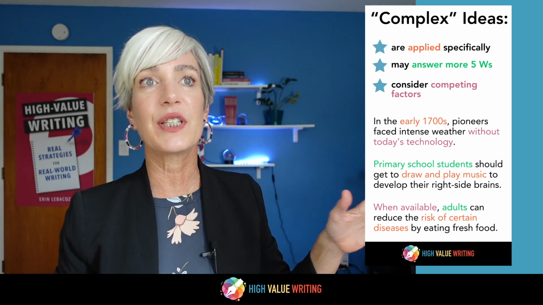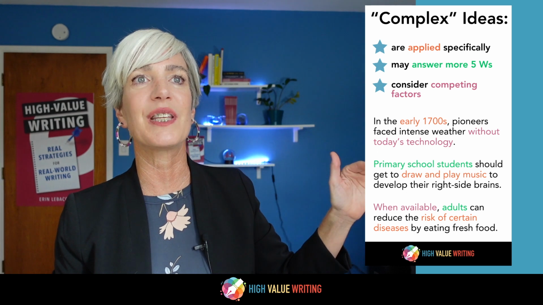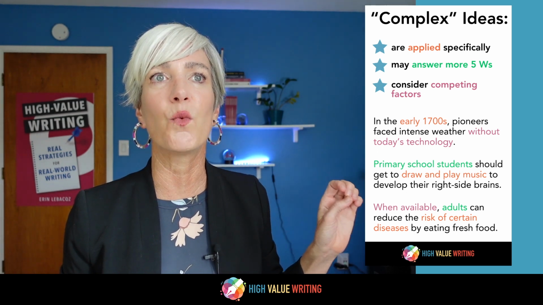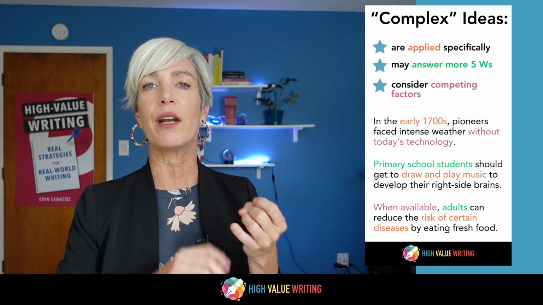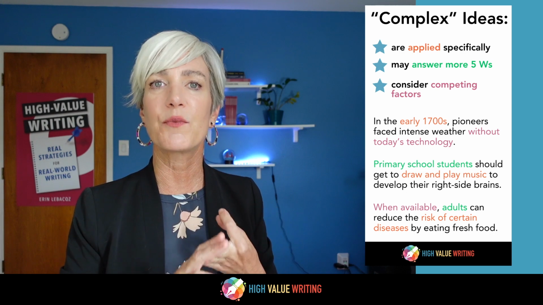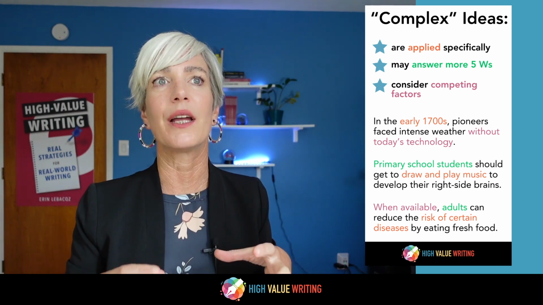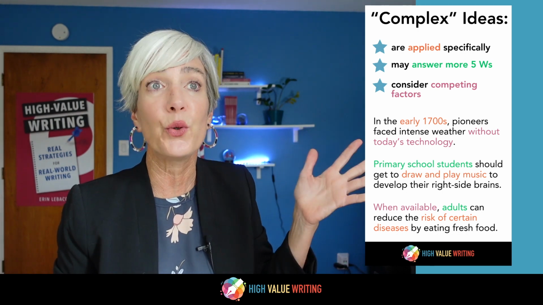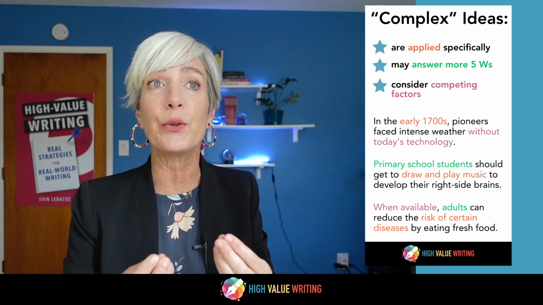So now, instead of saying that since the dawn of time we've struggled to adapt to our environment, I'm saying in the early 1700s, pioneers faced intense weather without today's technology. So I know now I get to write about technology, weather, a specific time period, which is less broad, more applied. Primary school students, that's one of my 5 W's. Who? Students, kids, kind of broad, right? Let's get a more specific who.